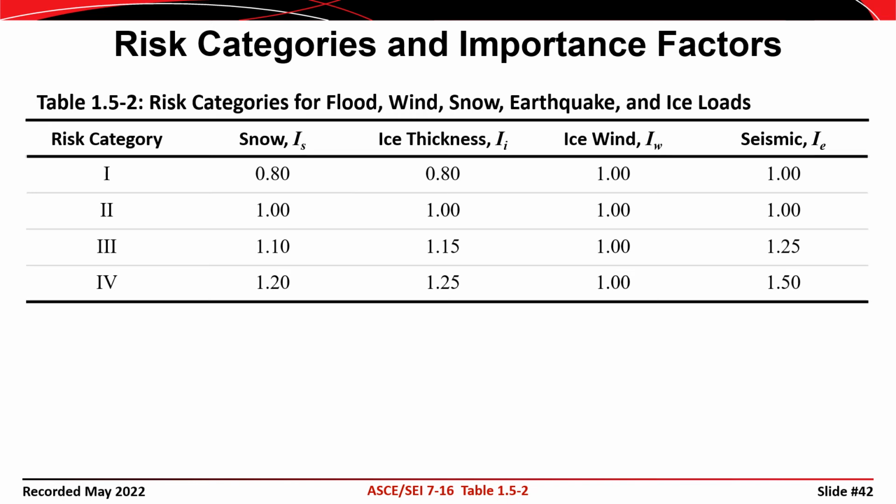Okay, after the risk category has been assigned, the importance factors are then determined using the table shown in this slide. In general, the forces that a structure is designed for are multiplied by this importance factor. Thus, when designing for seismic, an essential facility, like a hospital, for example, would be designed for 50% larger forces than a typical building, like an office building.